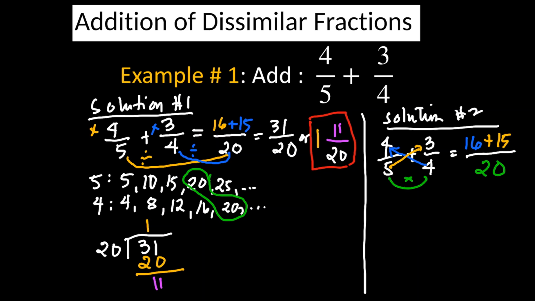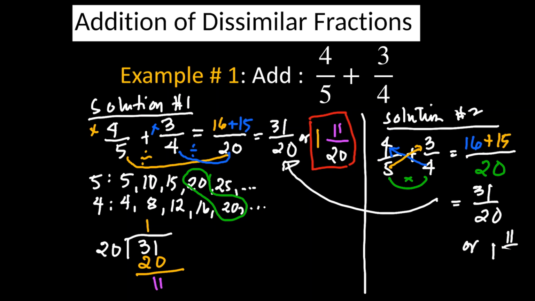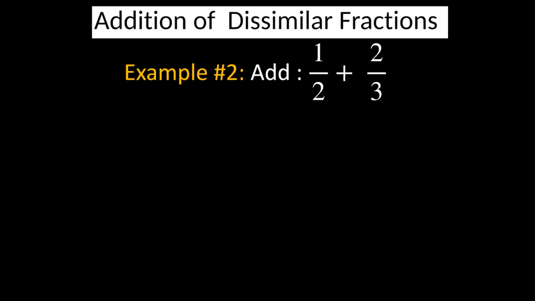So if we add 16 and 15, that will give us 31 over 20, which is exactly the same answer that we have in the first solution. Or this is also 1 and 11 over 20. So we arrive at the same solution. Let's have another example: 1/2 plus 2/3. Let me show you again two ways to solve these fractions.